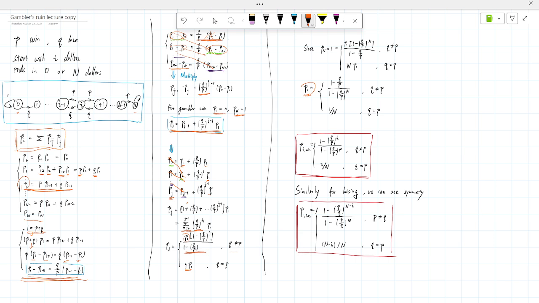Similarly, for losing, we can use symmetry. You can flip it the other way around and calculate. It's essentially similar to winning, but you go the other direction with a different probability, which is kind of intuitive. The distance becomes n minus i, and then the ratio of the odds goes the other way around, so it's P over Q instead of Q over P.